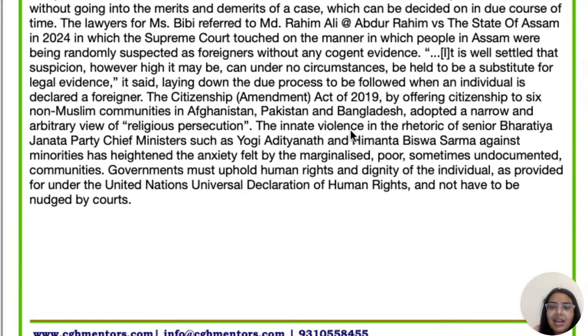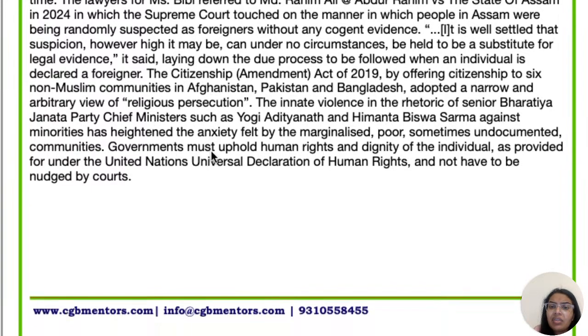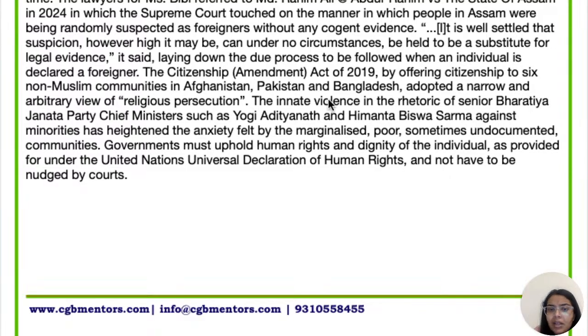The innate violence, the violence that is embedded in the rhetoric of senior Bharatiya Janata Party CMs, such as Yogi Adityanath and the other one, Himanta Sharma, against minorities has heightened the anxiety. Now, अभी एक violence है जो कि पूरे scenario में, पूरी story में we always get to see, and it has heightened anxiety felt by the marginalized. People who are marginalized, poor, undocumented communities and all, they feel threatened, they feel anxious about such people.